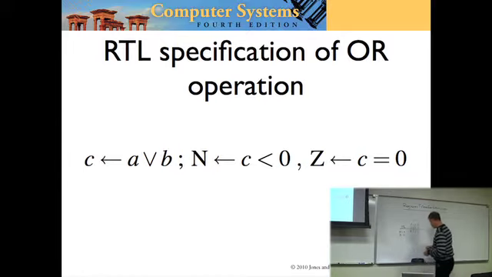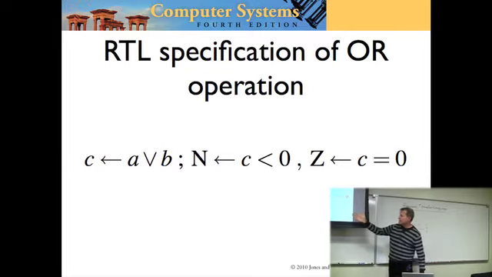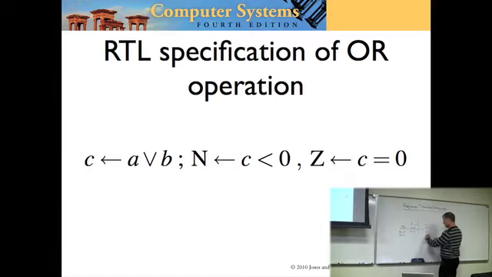Okay, so in this particular example, this is A, this is B, this is C. How do we read that? C gets A or B, so that would be bitwise. And then N gets, now what is this? C less than 0. If it's negative, then N gets 1. Otherwise, it gets 0. Are you with me on that? Can everybody read that all right?